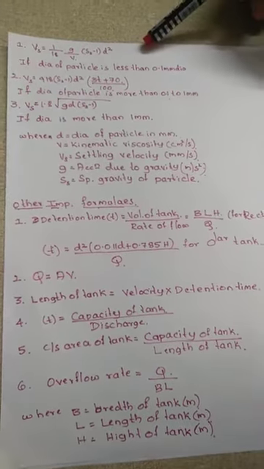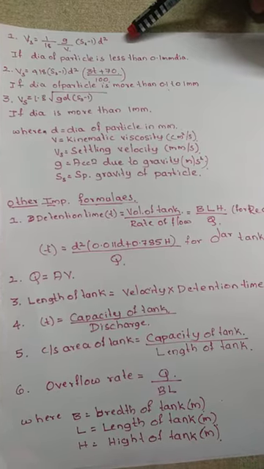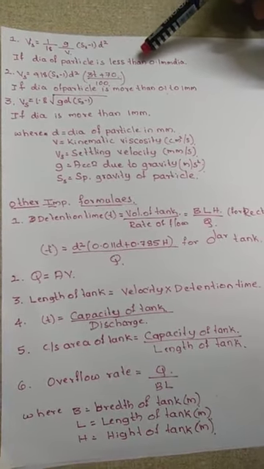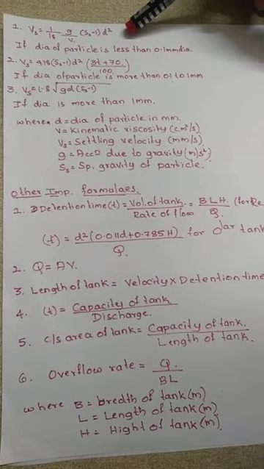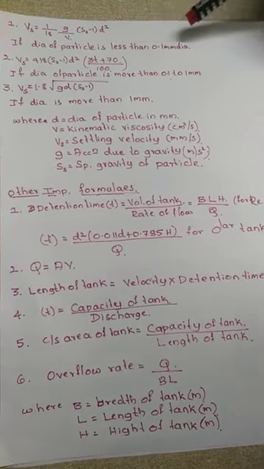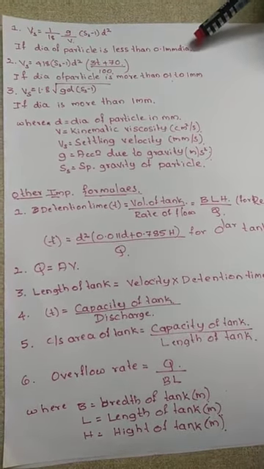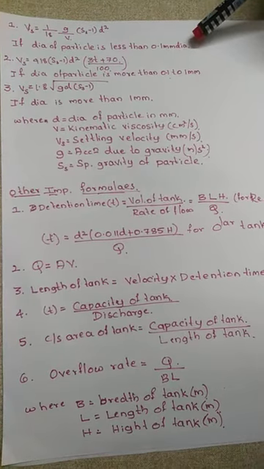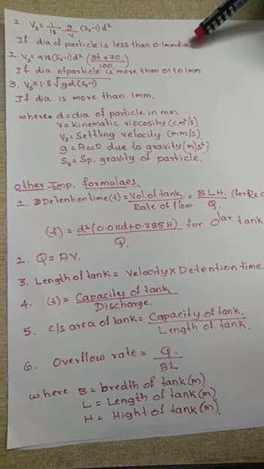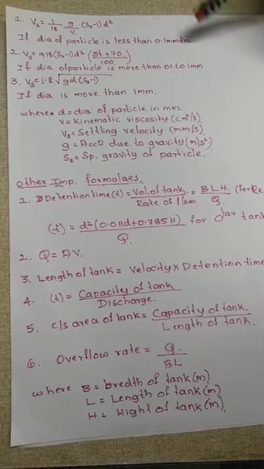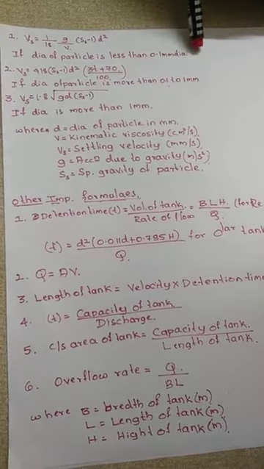First of all, in the last class we discussed that the settling velocity is very important with respect to the diameter. Whenever the diameter of the particle varies, the settling velocity equations vary. The particles which cause the turbidity in the sedimentation tank are considered with regard to their diameter.